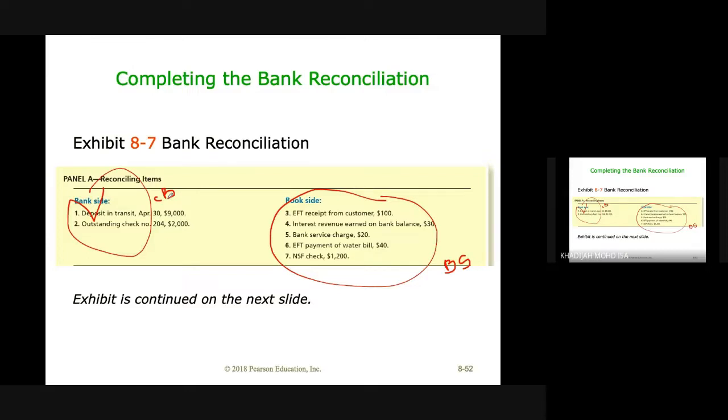Okay. So remember, you have to understand what is the deposit in transit. Correction. Deposit in transit means that the company has received cash, but the money has not yet been banked or deposited into the bank account. Yeah. Outstanding check is when the company has issued a check, but the check has not been presented to the bank.